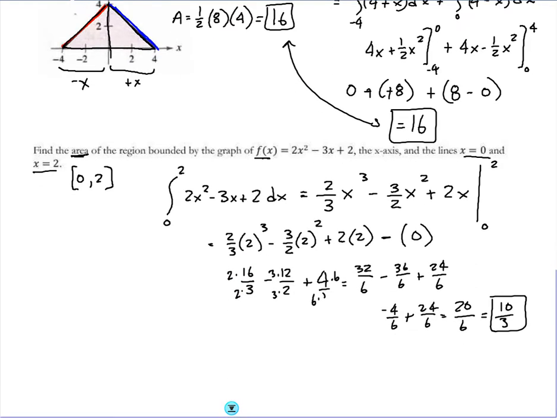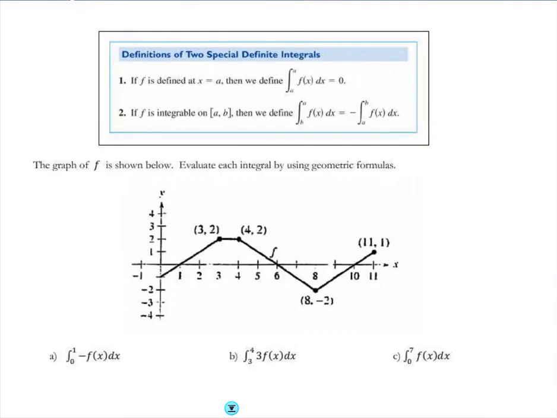Now on this next page we're going to talk about two special definite integrals. Obviously you understand the difference between a definite and indefinite integral. Indefinite is when I'm taking the integral with no bounds or values on the integral sign, whereas a definite integral is going to have values located on the integral sign that bound my function. So here we're talking about two special definitions for definite integrals. If f is defined at x equals a, then we can define that the integral from a to a of f of x dx is equal to 0.